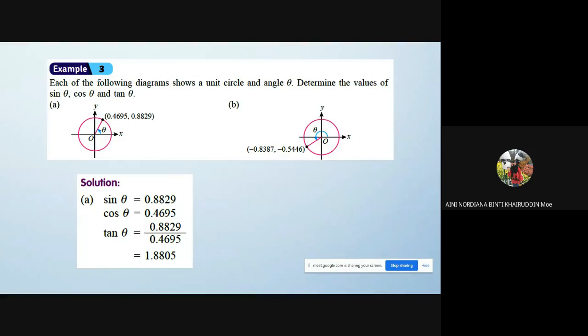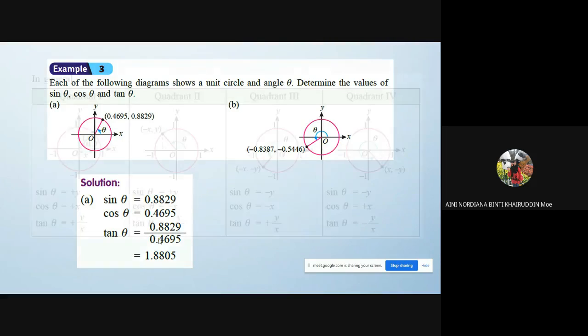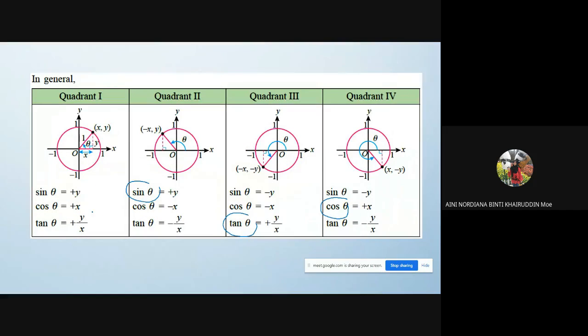So example 3. Each of the following diagrams show a unit circle and angle theta. Determine the value of sine theta, cos theta and tangent theta. Formula untuk tangent theta, tengok kat sini. Y over x. Nilai Y tu adalah sine. So this is sine theta over cos theta.